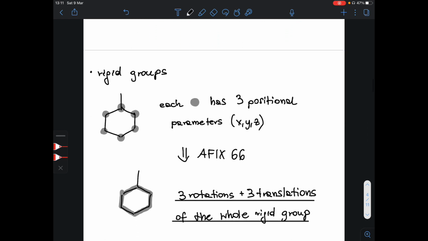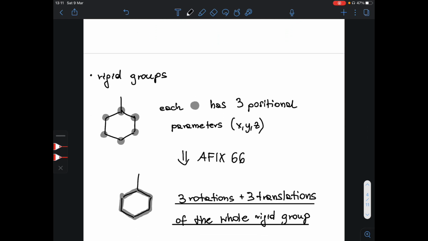Another type of constraints are rigid groups. An example of a rigid group is a six-member ring which is aromatic. Normally, each carbon atom on a benzene ring which is connected to a substituent, each of these carbon atoms marked here in gray, has three positional parameters, right? So it has x, y, z coordinates.